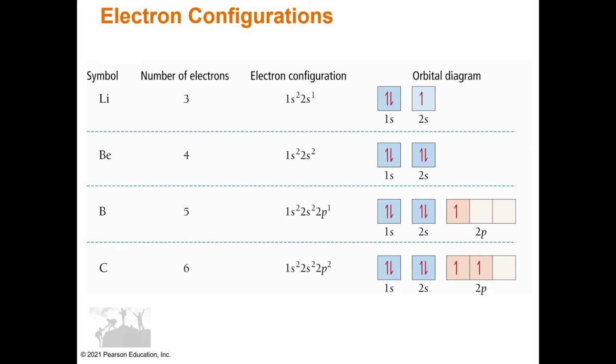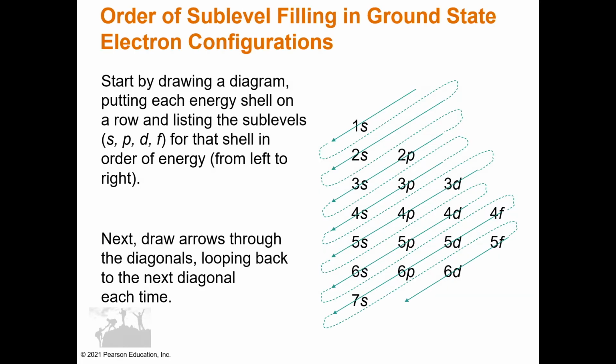Here we have some elements with their electron configurations and orbital diagrams. Note the superscripts for all these electron configurations. They add up to the number of electrons that are found in those atoms. This is one way of memorizing the order of filling for the different subshells.